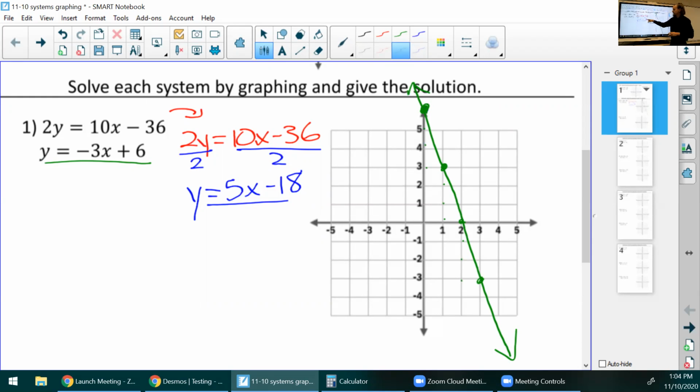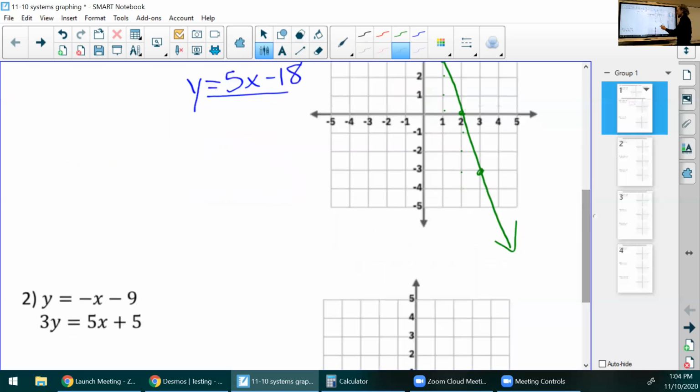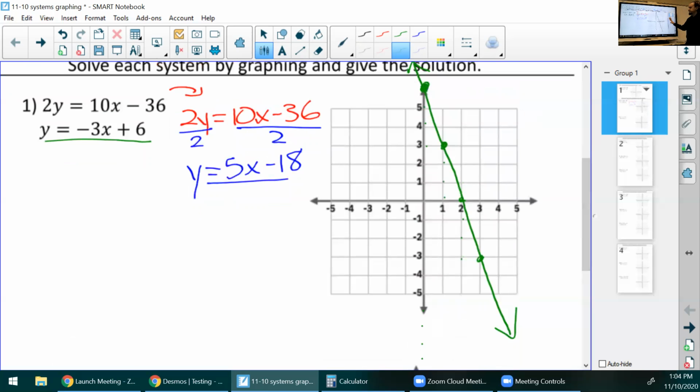But then I've got 5x minus 18, and it's like, oh, yikes. So my intercept is -18, so I would have to go, and suddenly to get to -18, I'm in the next graph, and that's not going to work. Okay, so what can we do with this? Well, we can use a better graphing tool.